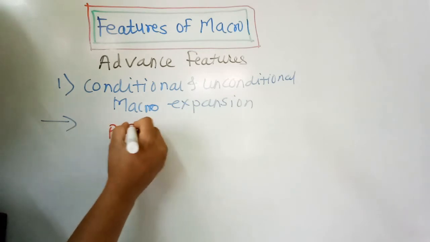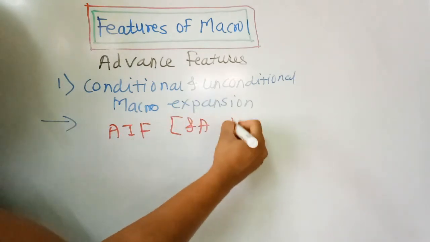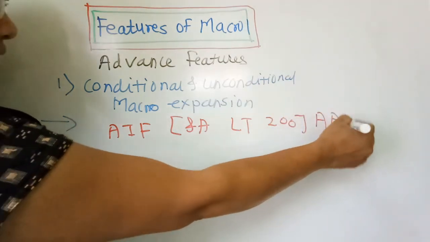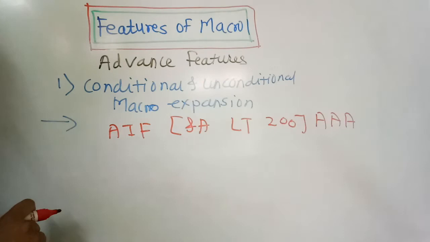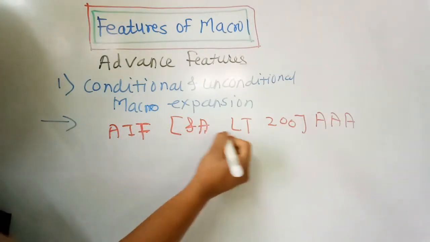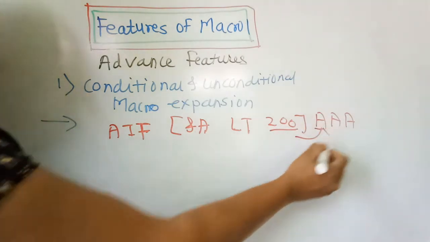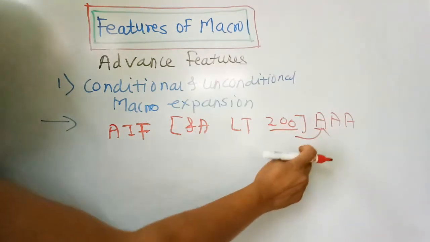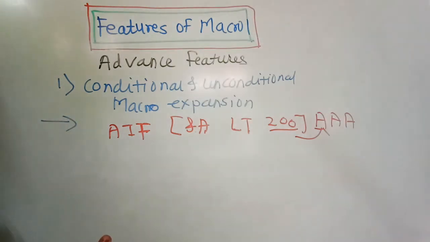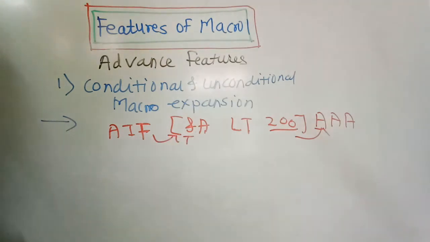expressions. For example, AIF is there and suppose ampersand A less than 200, then you have to execute AAA. What does this actually mean? If ampersand A is less than 200 and it is true, then the label associated with it will be executed. When it is false, then no procedure is specified here. Means it is only available for the true condition.